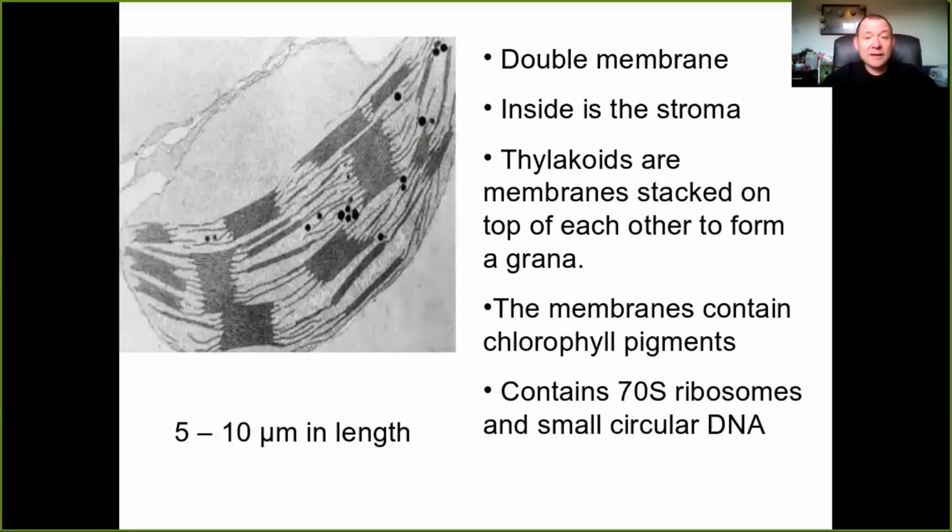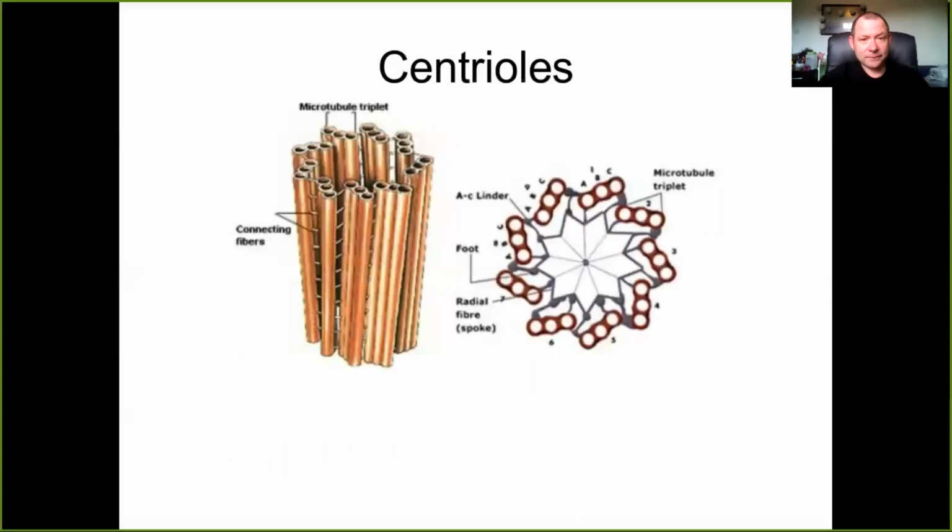There's a double membrane. Inside is the stroma. We have thylakoids, which are membranes stacked on top of each other to form a grana. The membranes contain chlorophyll pigments. Also contains 70S ribosomes and small circular DNA, again giving a hint to the ancestry as free-floating, free-living prokaryotic cells, about 5 to 10 micrometers in length.